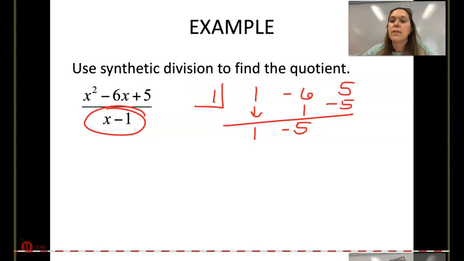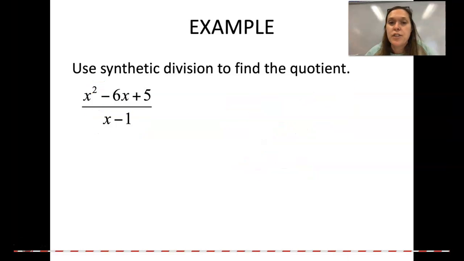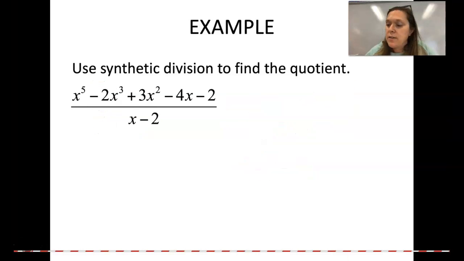Put that underneath my third coefficient, which gets me 0, which is nice because that means I have a remainder of 0. I started with a degree of 2. Taking away 1 gives me a degree of 1. So my answer is right there, x minus 5, with no remainders. A lot simpler than long division. All right, here's a crazier one.